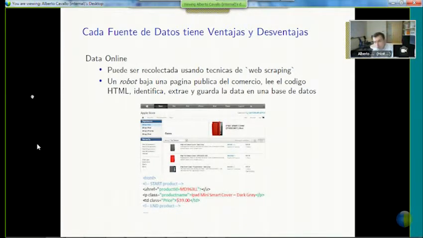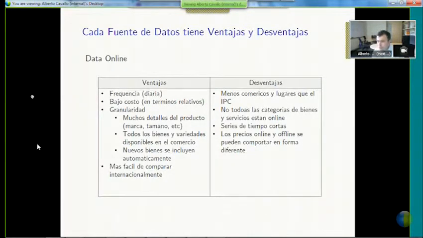And basically, the software collects all the prices in these commerces of all the products sold every day. So we can create a large database. We can collect it throughout time for all the products sold. So, what are the advantages? Well, one of them is frequency. One of them, this can be done very quickly.